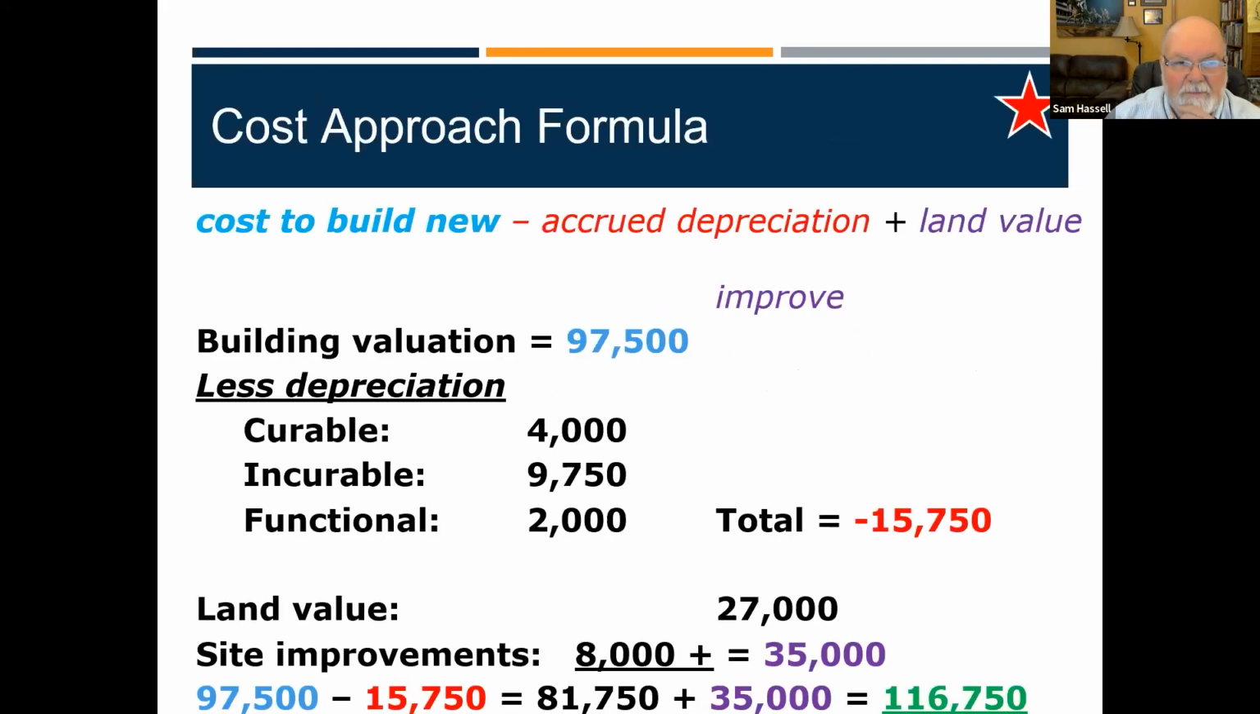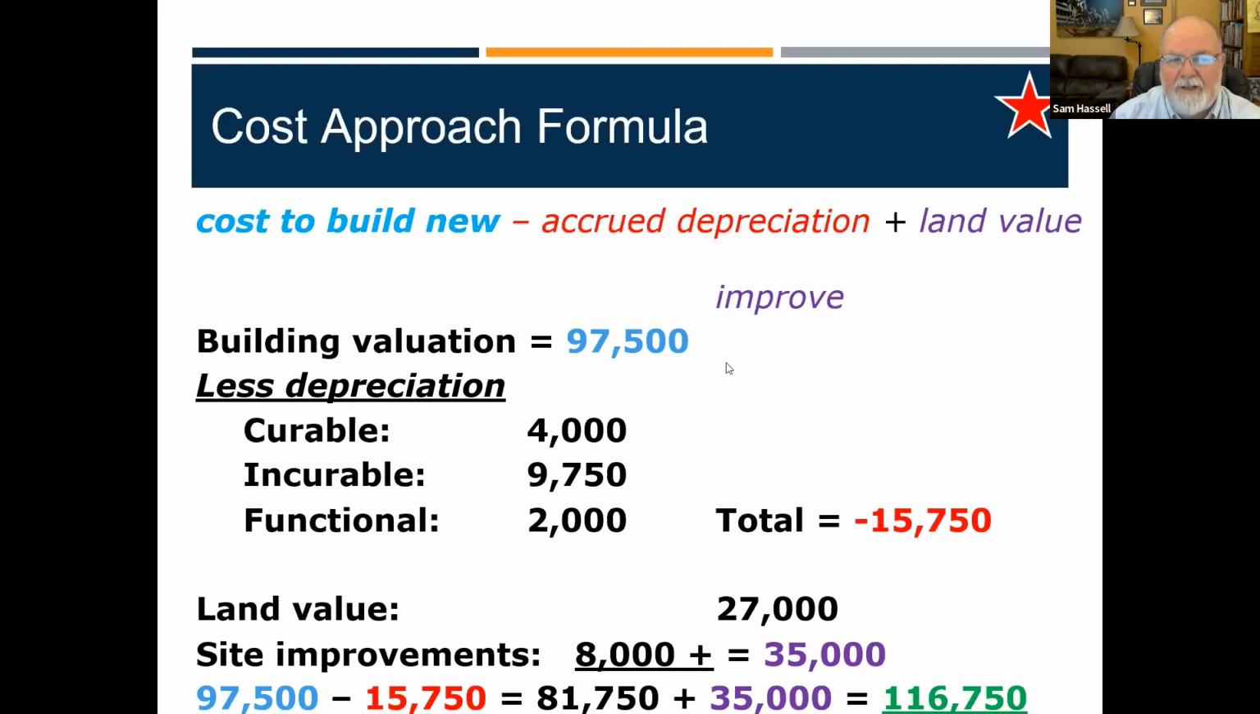Here is just a cost approach. So we're going to take the cost to build new. We're going to subtract the depreciation and add back the land and the site improvements. If we put driveways in, if we put sidewalks in, if we put streets in, things of that nature, those are site improvements. They do not depreciate either, all right?